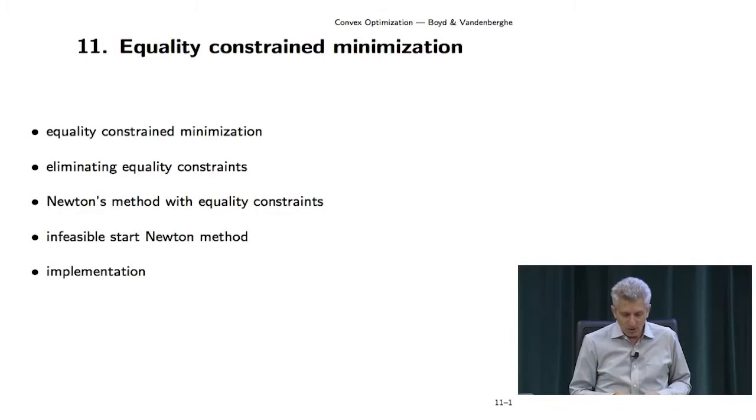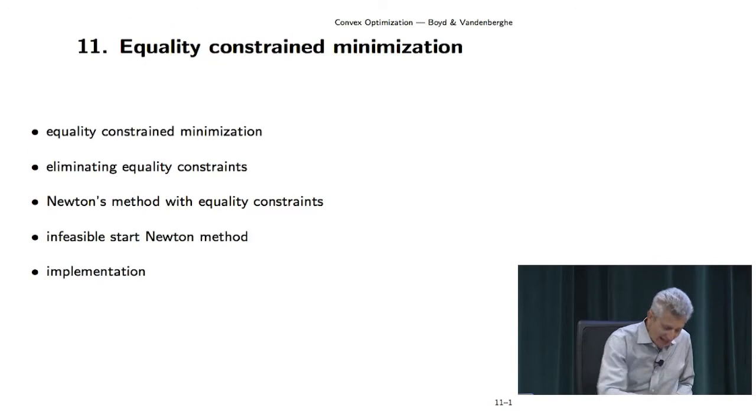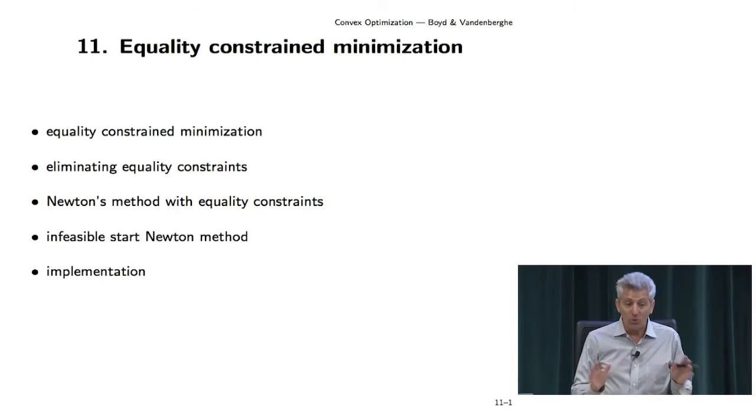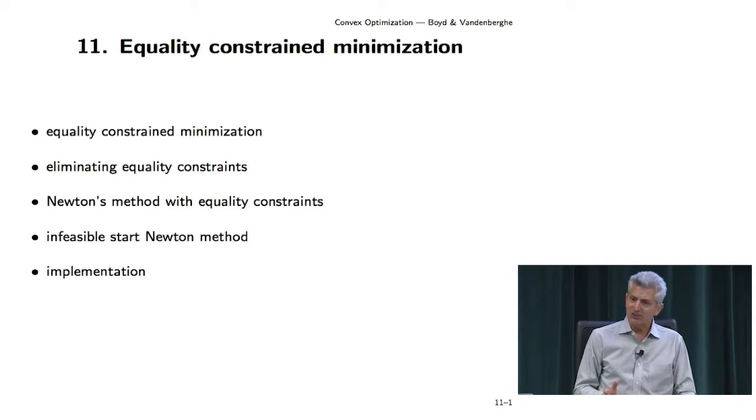What we're going to do now is look at equality constrained minimization. We're stepping slowly towards solving general convex optimization problems, right? So we're going to add constraints, but the easiest constraints to handle are equality constraints, which are linear. It's going to turn out there are a few interesting things here, but some of it is quite simple. We just reduce it to the other one.